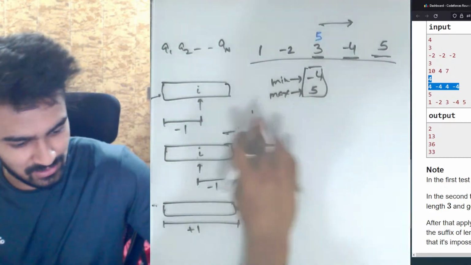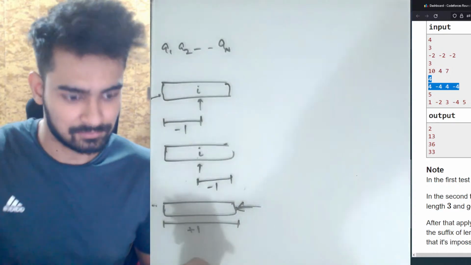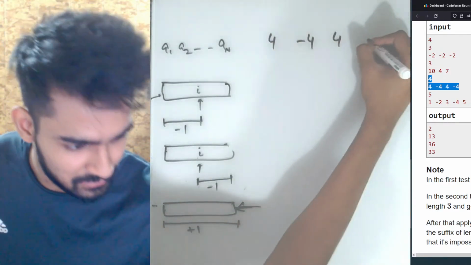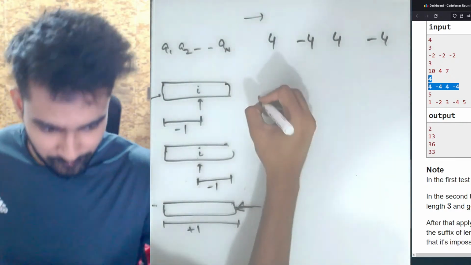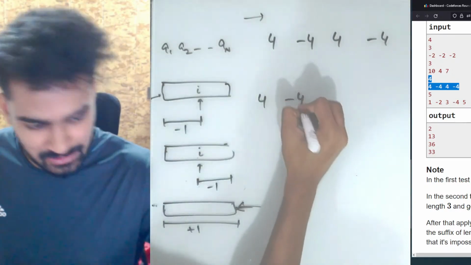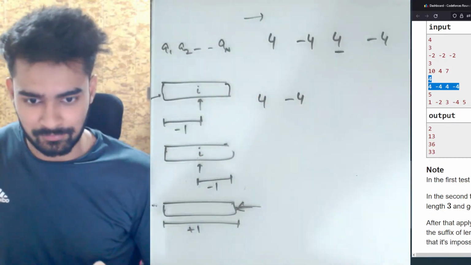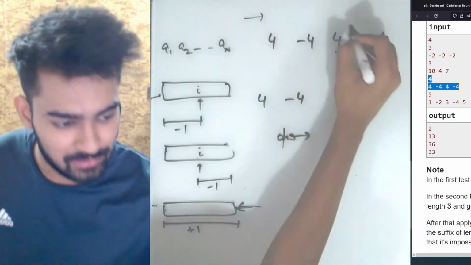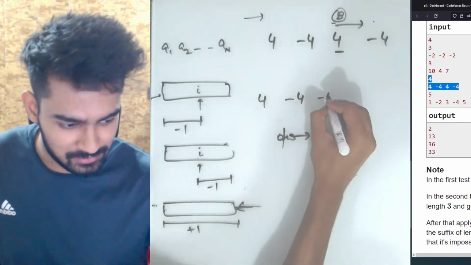Okay, so let's take the third test case. Third test case is 4, minus 4, 4. Again, first we'll go in this direction. Okay, we have 4, do nothing. We have minus 4. Since this minus 4 is lesser than 4, do nothing. The next value is 4. Okay, so what you need to do is make 8 operations on this 4 in this direction, so that this 4 becomes minus 4.